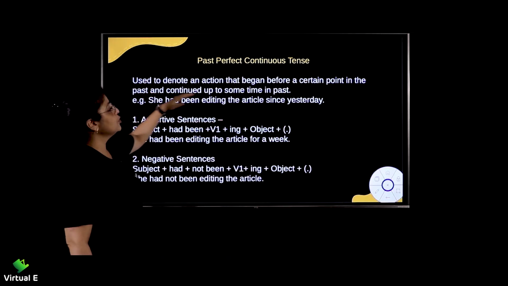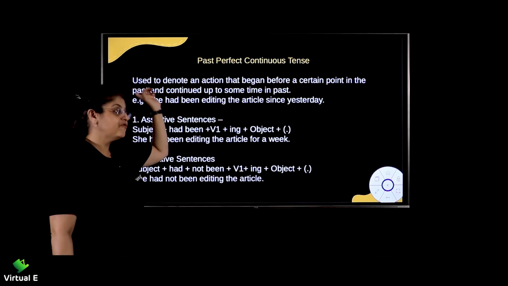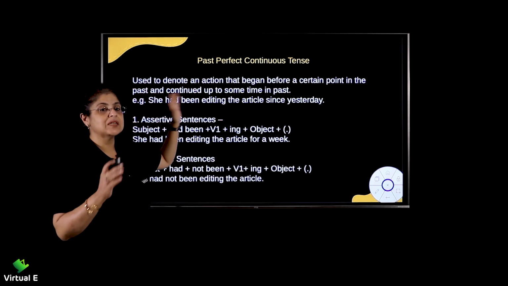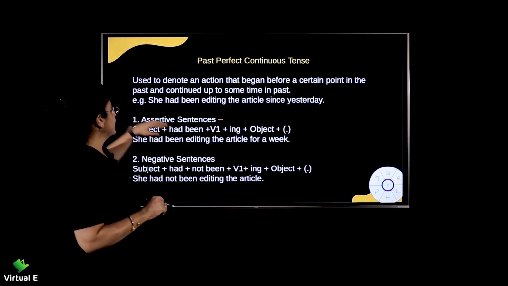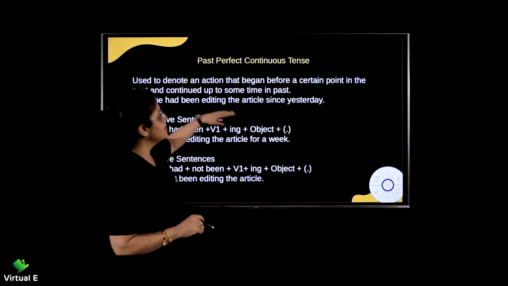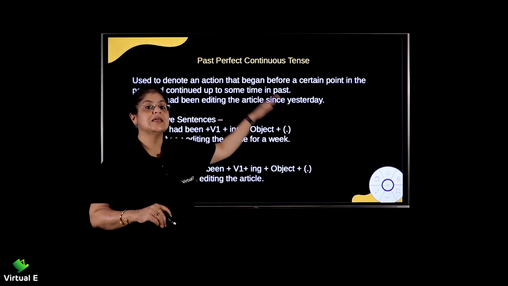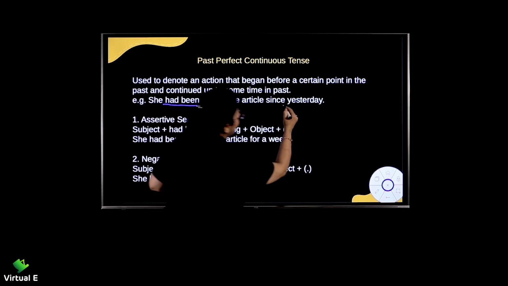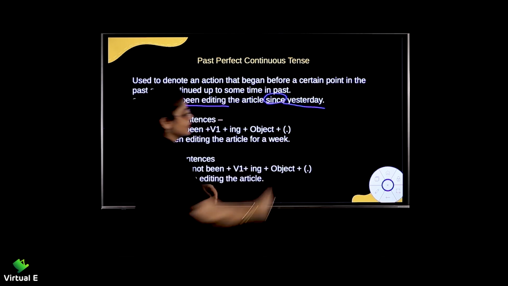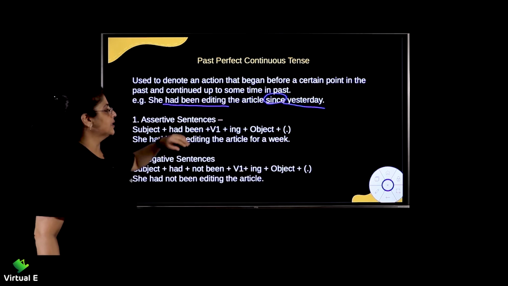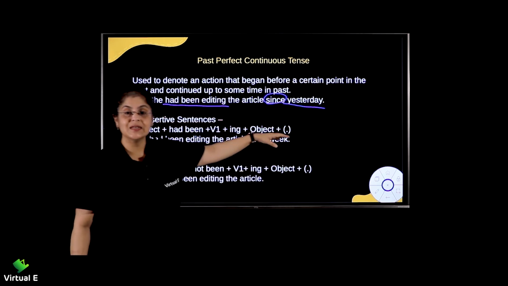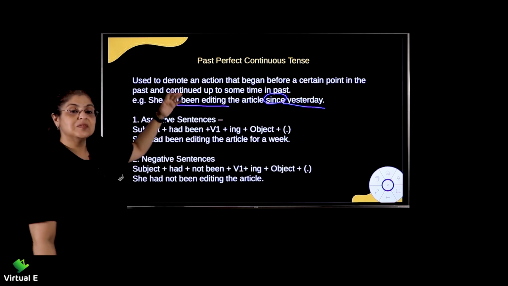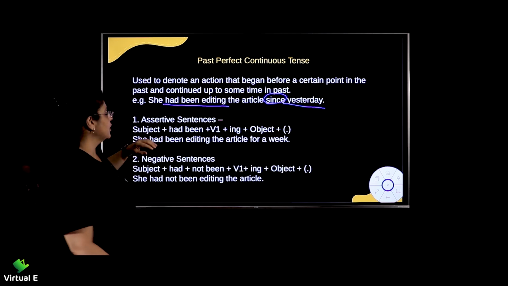Moving further to past perfect continuous tense. It is used to denote an action that began before a certain point in the past and continued up to some time in the past. Now, what is it trying to tell you? She had been editing the article since yesterday. Do you see? She had been editing and it is since yesterday, right? Your keywords. So, had been editing and yesterday, all in the past. Do you get the meaning of the sentence? She had been doing it.